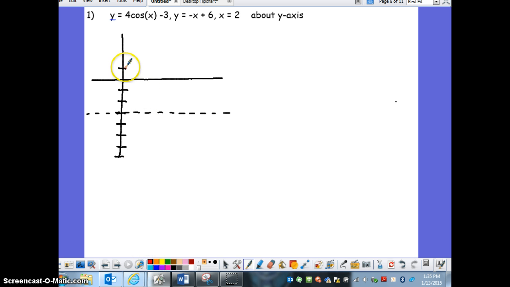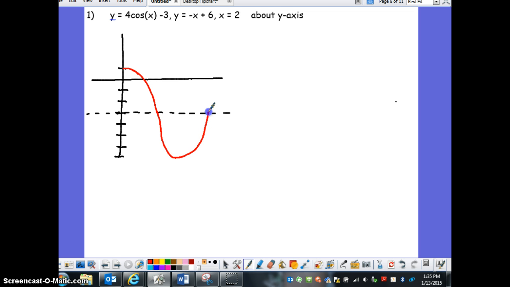So when I go through and draw this, I'm going to remember cosine starts up at the top, comes down, crosses at pi over 2, bottoms out at pi, comes back up, crosses at 3 pi over 2, and finishes up at 2 pi, up at the top again. So that's my cosine sketch for my graph there.